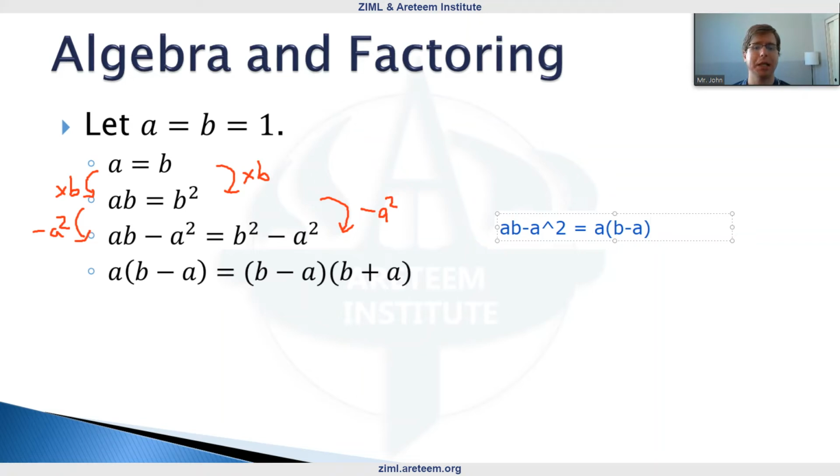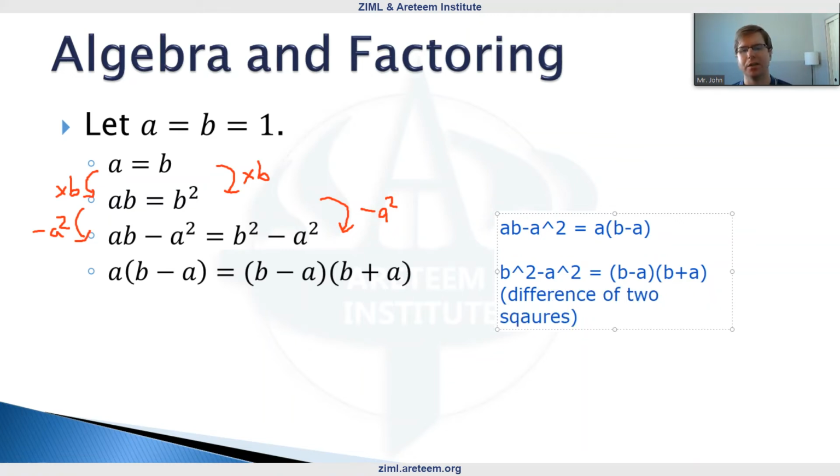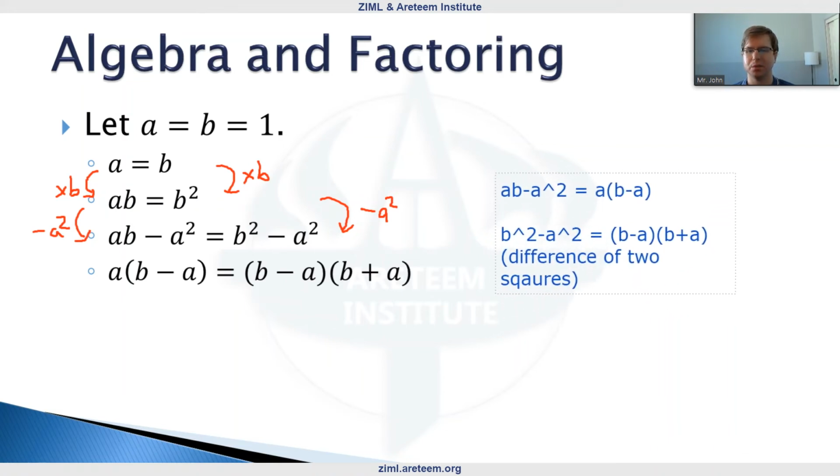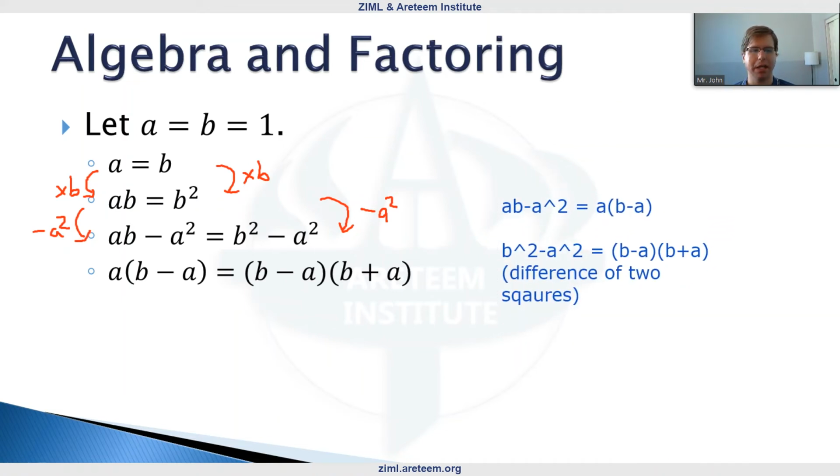This is just pulling out a common term. And also one of these very useful factoring formulas is our difference of two squares factoring formula there as well, right? So we have this difference of two squares where we're looking at b squared minus a squared, and then that gives us b minus a and b plus a. So this is doing some factoring at this step here.